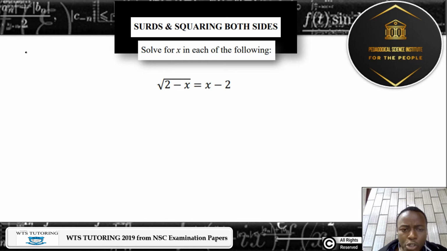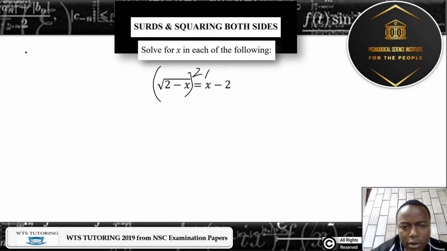Okay, so what you do, because this is a surd, you have to square both sides, right? Why are we squaring both sides? We want to remove the square root. We know the only poison for a square root is a square. You square both sides. That's the only poison that can kill a square root. Once we square, the square root is gone. It's dead. So we will be left with 2 minus x is equal to what?